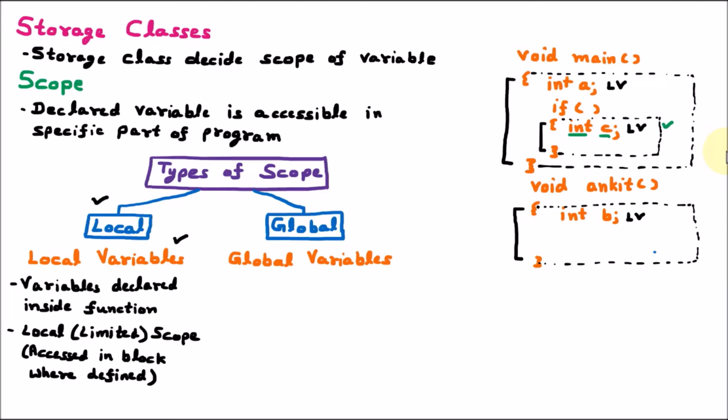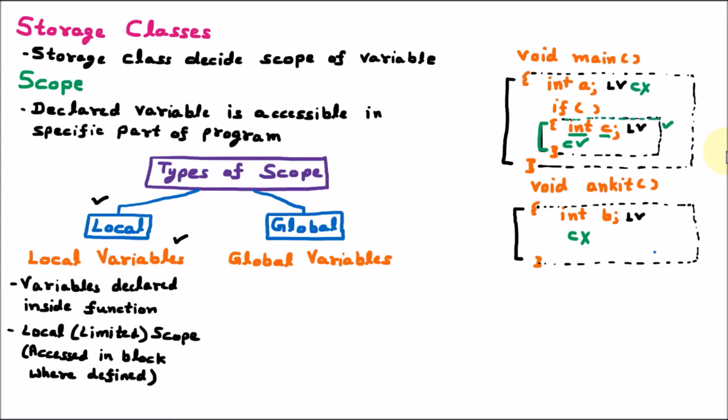So can I access the C here? For sure, I can access the C. But can I access the C above that? No, it's not possible. Can I access the C in another block inside the Ankit? That is not possible. So we can say that C is only accessible inside the block where it is defined, and that block is the part of if. So this is the block which is having the local scope. Local means where it is defined.